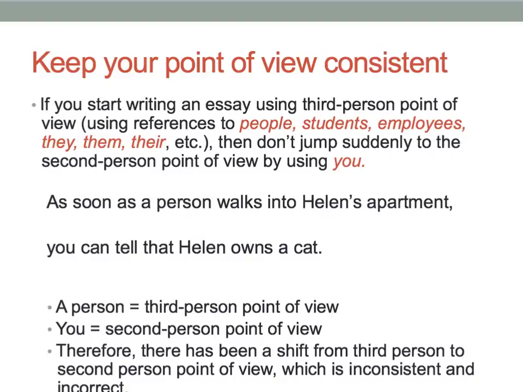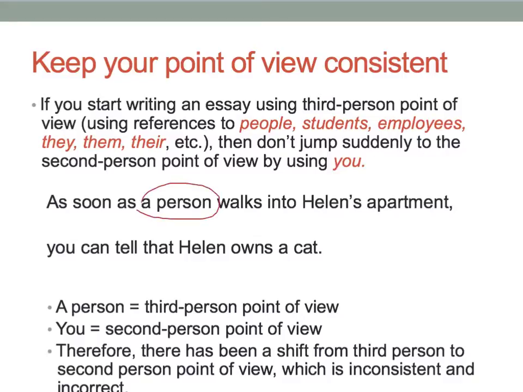Now that we know what point of view is, let's talk about keeping our point of view consistent. So, if you start writing an essay using third-person point of view, don't jump suddenly to second-person point of view. Here is an example of a sentence that does just that. As soon as a person walks into Helen's apartment, you can tell that Helen owns a cat.